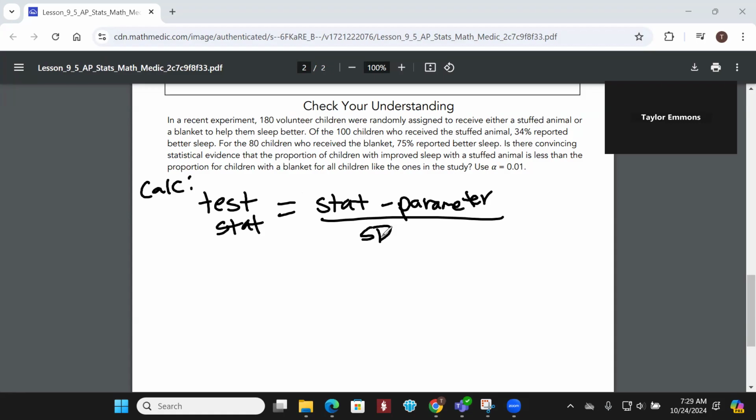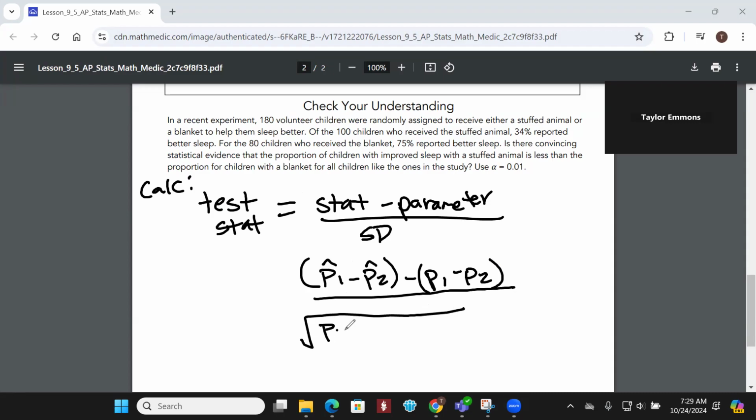So then we're going to say p1 hat minus p2 hat minus p1 minus p2 over the square root of the combined p times 1 minus the combined p divided by n1, plus the combined p times 1 minus the combined p divided by n2.